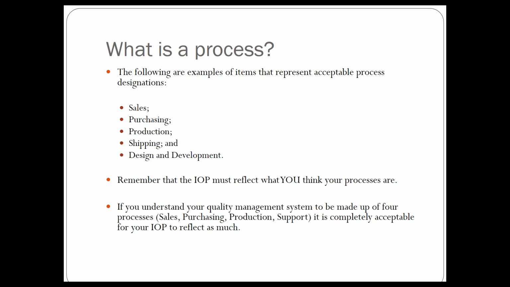One of the questions we occasionally get is, well, how many processes am I supposed to have? Well, there is no minimum requirement, and there's certainly no maximum either. Often we will have companies that come to us with 4 basic processes. They will identify sales, purchasing, production, and support, and they'll indicate that that is the basis for their quality management system. If that is how it's understood internally, that's perfectly acceptable.